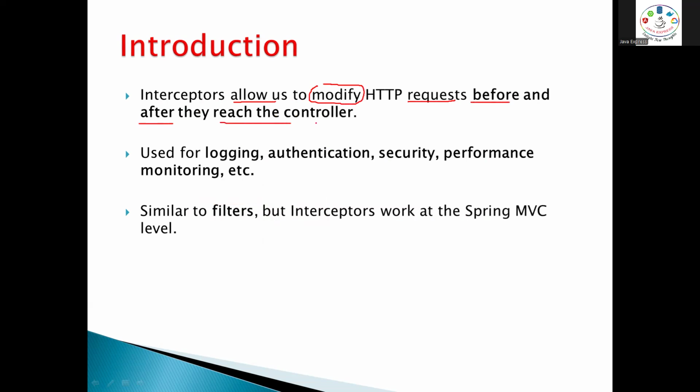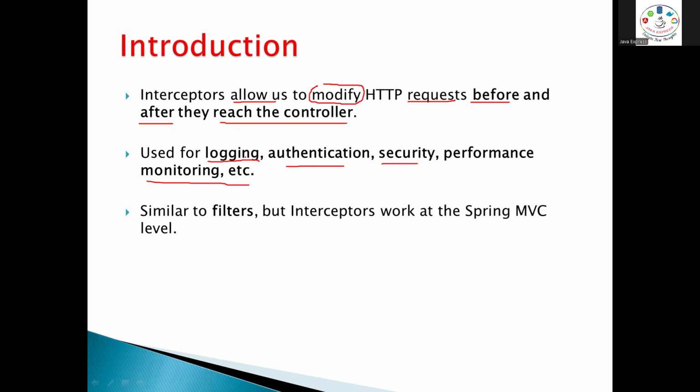You have a user controller, a product controller, an order controller. Now, when you send a request, it will reach the controller directly. But I want to intercept the request before it reaches the destination. That is where interceptors come into the picture. In real-time examples, they are used for logging, authentication, security, performance monitoring. In a lot of use cases, we can use interceptors as well.